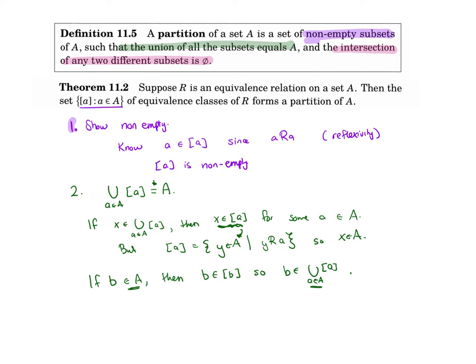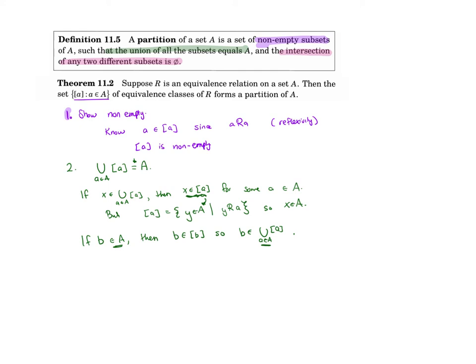And now the last thing I want to show is that for any two different subsets, their intersection is the empty set. So let's think about what we need to prove here. We want to show if you have two different subsets, then their intersection is empty. So if A is not equal to B, so I have two different sets, then the intersection of those two sets is the empty set. It's going to be hard to assume what it looks like if those two subsets are not equal. So instead, let's use the contrapositive.